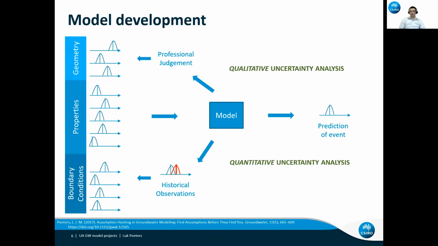But equally important is the qualitative uncertainty analysis. That is systematically going through all of these choices and assumptions that you embedded in your model and how they might affect your prediction. And they might be an equal, if not greater, part of your total predictive uncertainty. So this publication at the bottom, the assumption hunting paper in Groundwater from last year, provides a systematic approach of documenting and evaluating such professional judgment calls in model building.